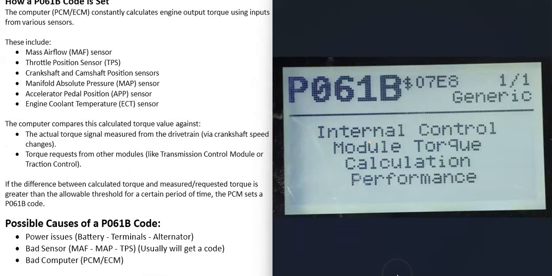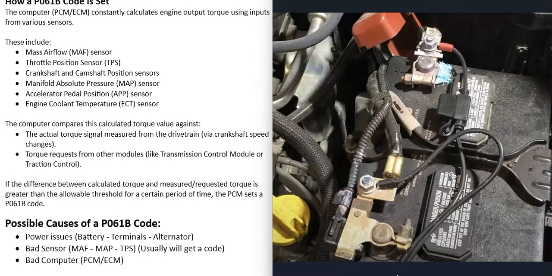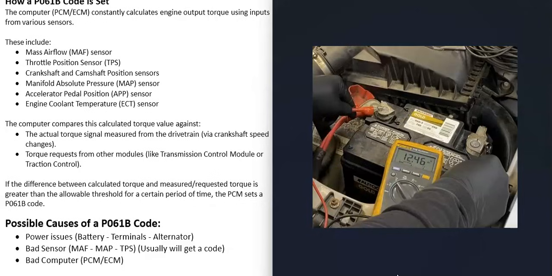And so what would be some possible causes of a P061B code? Well, the first thing to do is check the battery, check the terminals, be sure that they look like they're all good. There's no corrosion going on or anything like this. You could do some tests on the battery and be sure it's good, because all these computers need a good, stable power supply, or that can throw them off and just cause them to do weird things. So the first thing I would do is be sure that the battery's good, the terminals are good, and that the alternator's outputting correctly.